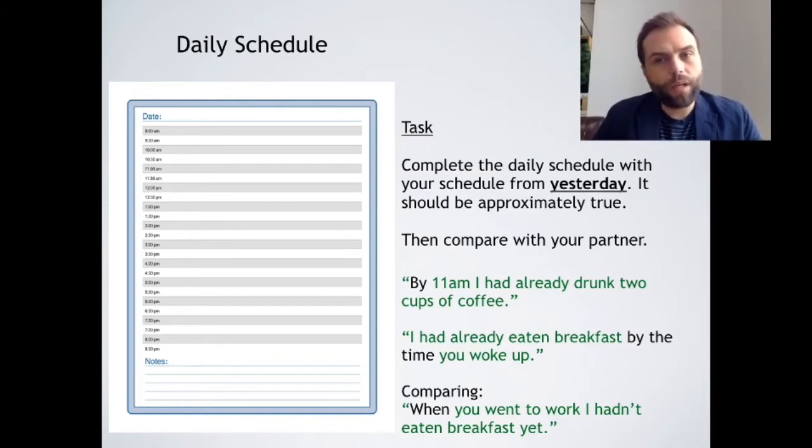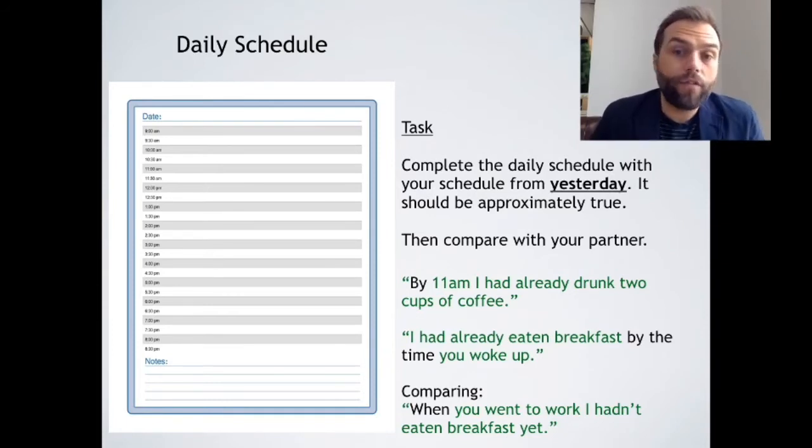It should be approximately true, so it should be mostly true, but you can add some extra details if you want. Then you're going to compare it with your partner. Okay, so you might give some time first for them to write their schedule and put some things that they did into the daily schedule.